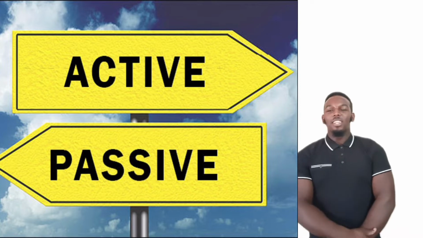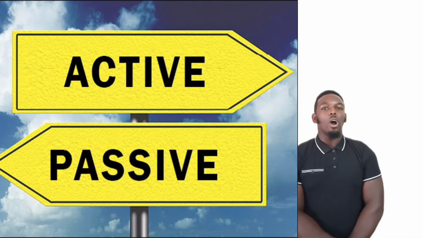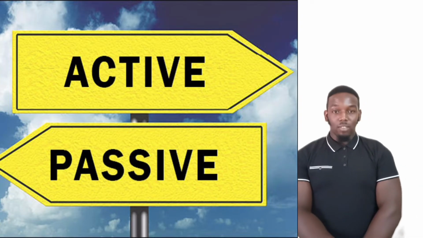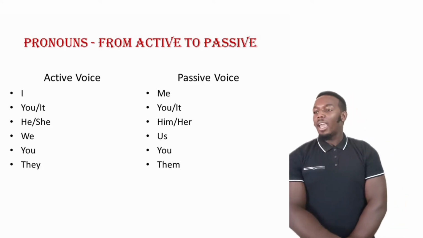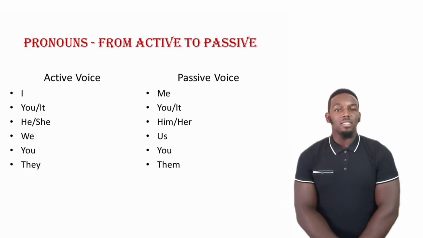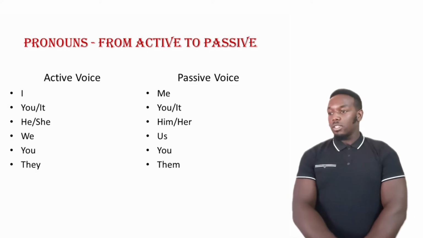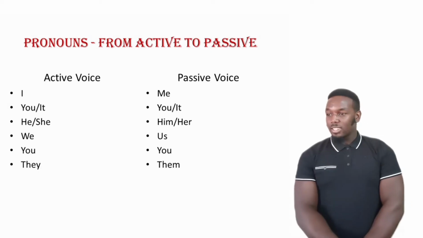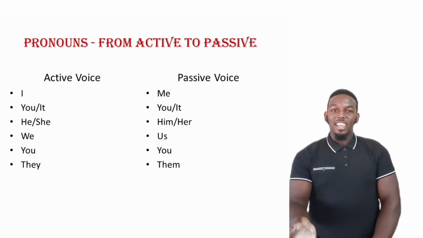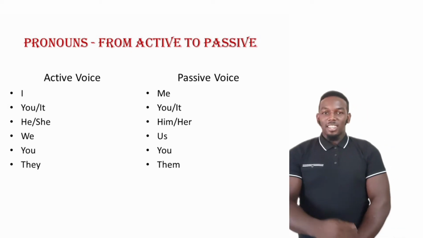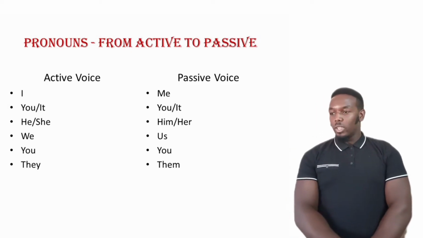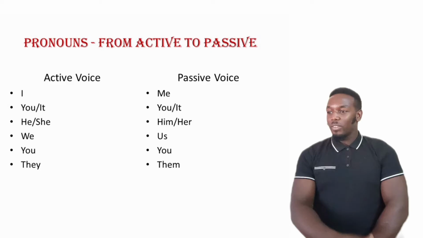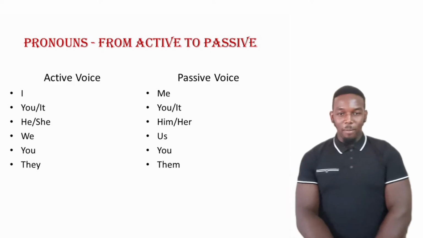Very good. So now we're going to jump into showing you how the pronouns change, whether you're using the active voice or the passive voice. So, first person singular I would become me in the passive voice. Second person singular you or it would remain as you and it. Third person singular he, she becomes him, her in the passive voice. All right. First person plural we becomes us. Second person plural you remains you. Third person plural they becomes them, as you can see.